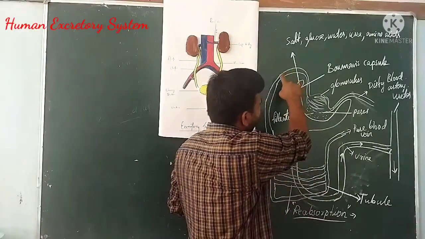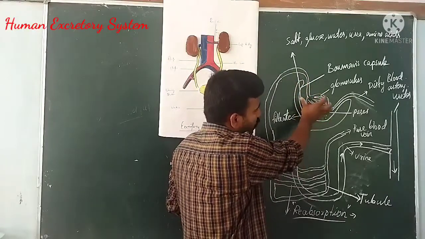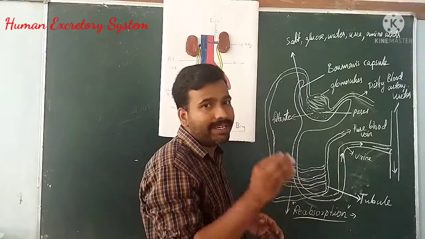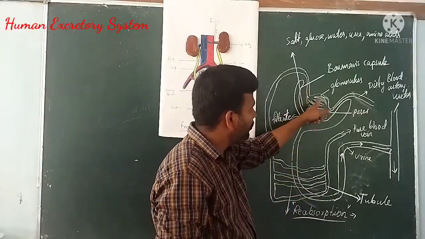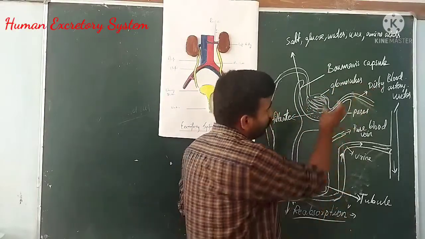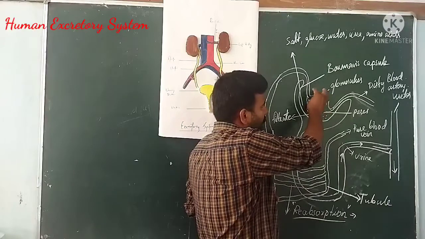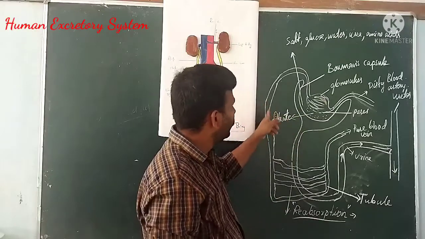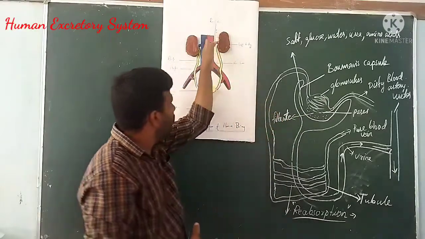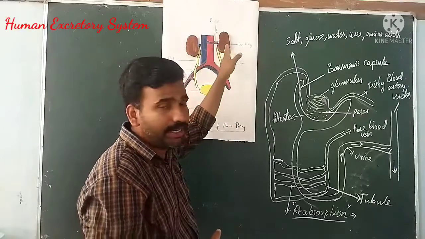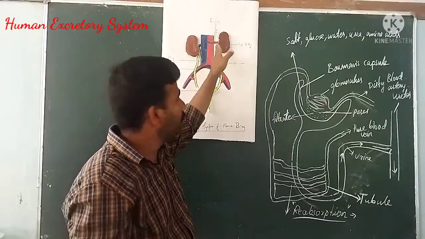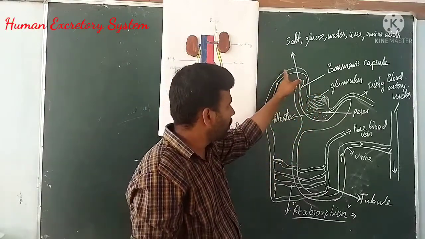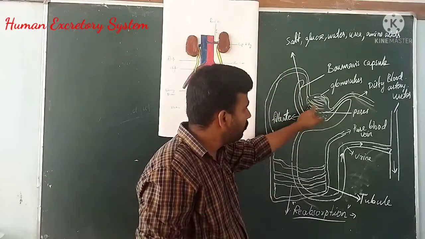Once this artery enters into the Bowman's capsule, it divides itself into a very large number of fine capillaries. These fine capillaries are called the glomerulus, which is present inside the Bowman's capsule. You need to understand here that the aorta brings the impure blood to the kidney, the aorta divides into the renal artery, and the renal artery further divides into renal arterioles. These arterioles will now enter into the Bowman's capsule.